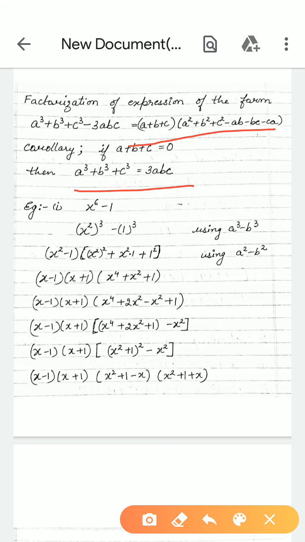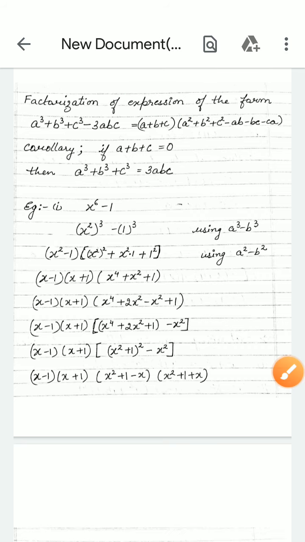How is this abc? Since a plus b plus c is 0, the right hand side becomes 0. Shifting 3abc to the other side, we have a cube plus b cube plus c cube is equal to 3abc. Now based on the above concept, let us solve some examples.